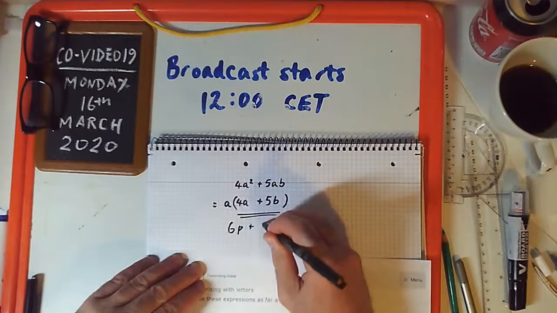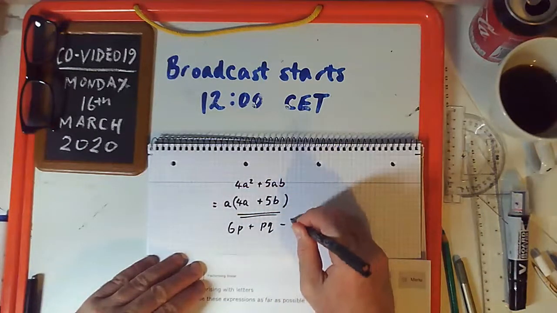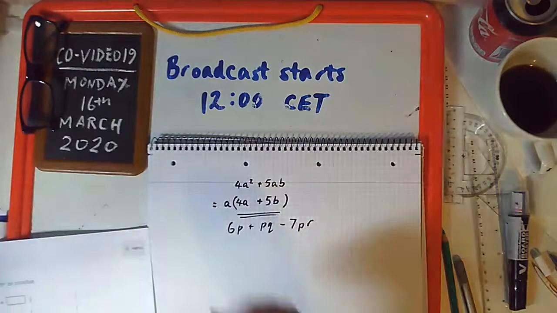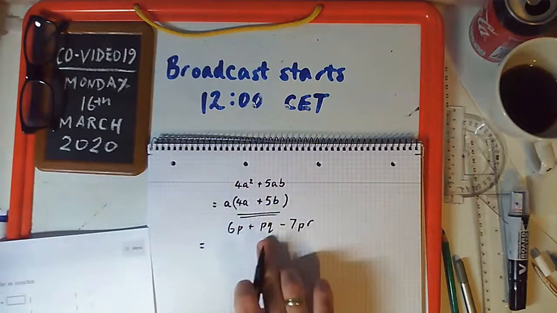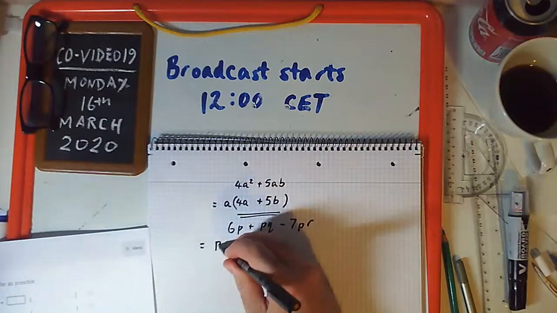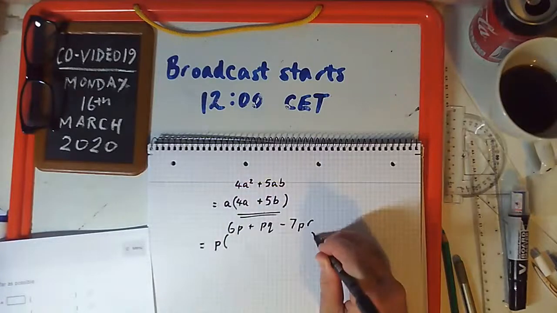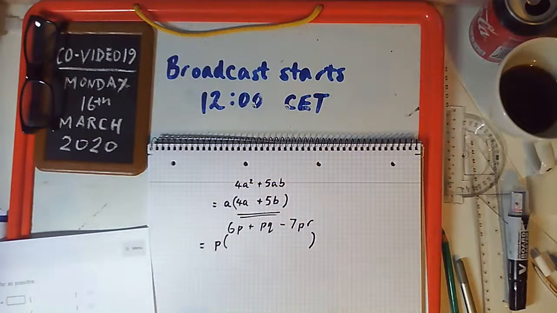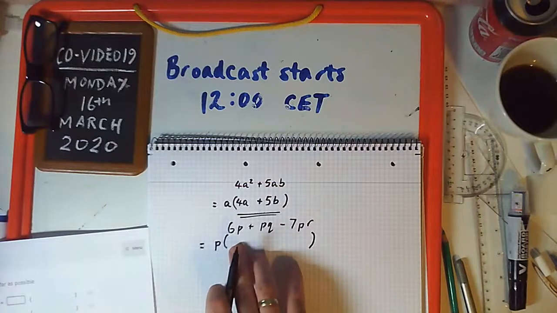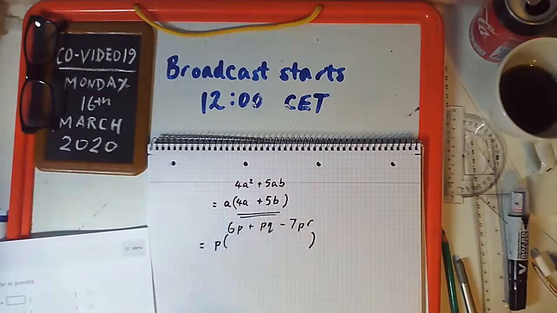6P plus PQ minus 7PR. Okay, so all of those things have P in them. So I can divide them all by P. So I can take a P outside some brackets and then say, what do I need to multiply the P by inside the brackets in order to get the thing I had before?